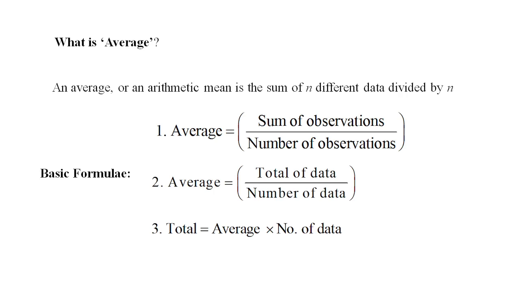In this respect the next relevant formula is total of data divided by number of data. Using this formula as well, we can find out. The first and second formulas are the same, only the words are different. And the third important formula is total equal to average into number of data. When average is multiplied by the number of data, then we get the total. Now, without wasting time, it is better to move on with solving the sums.